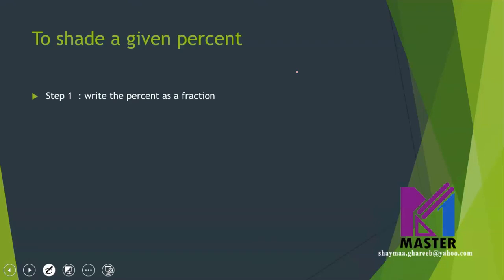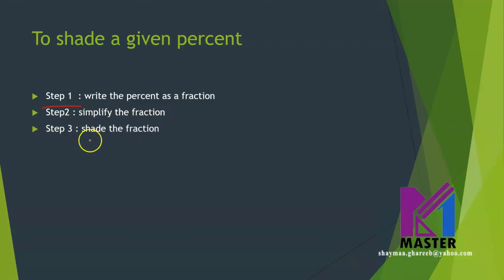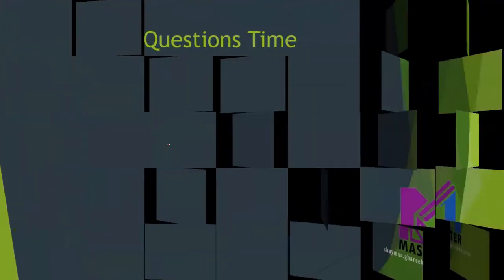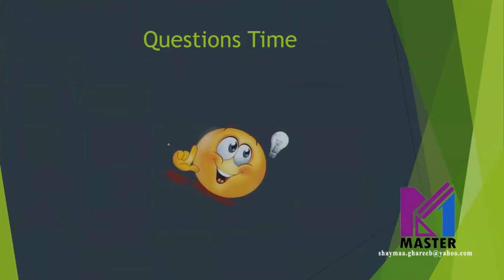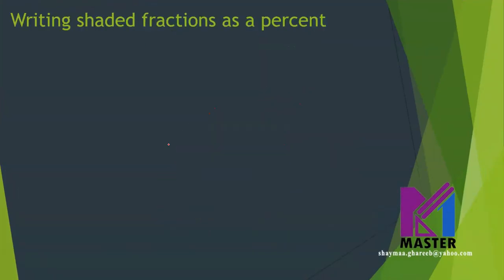So in order to shade a given percent, we can say that step 1, write the percent as a fraction. Step 2, simplify the fraction. Step 3, shade the fraction. Is this clear? Now it's our questions time. Are you ready? Let's start.